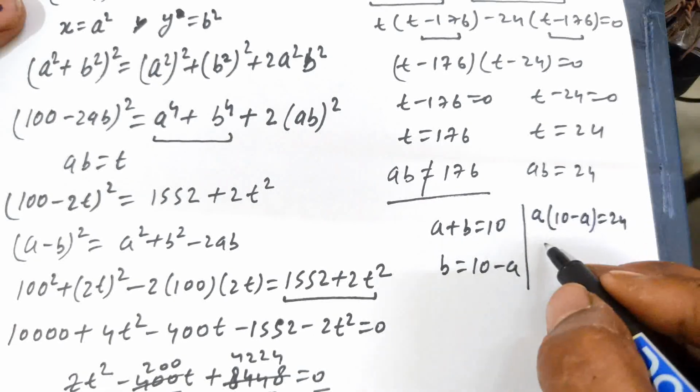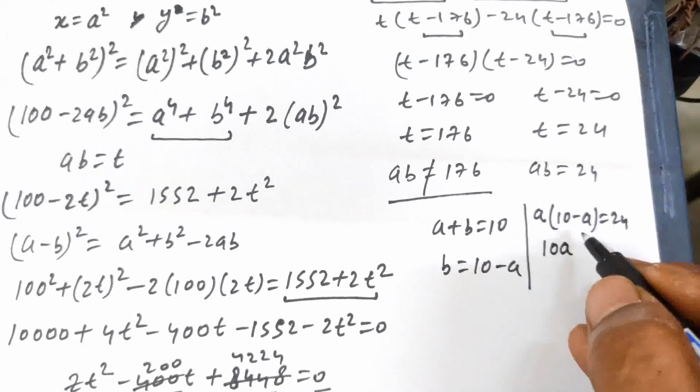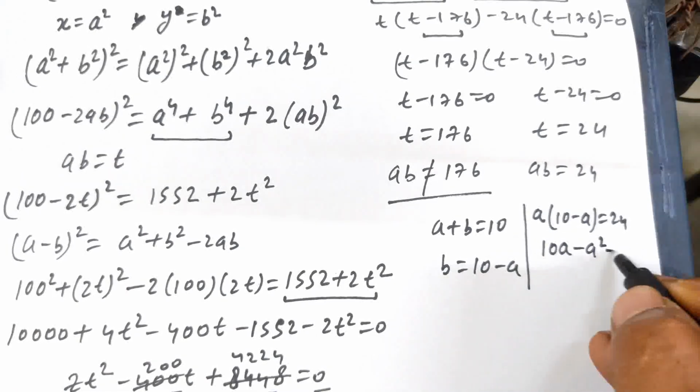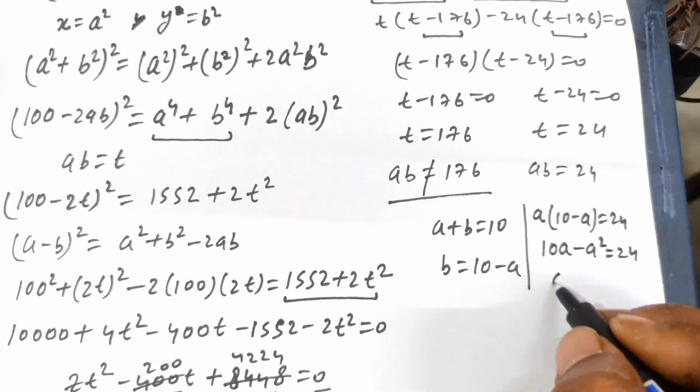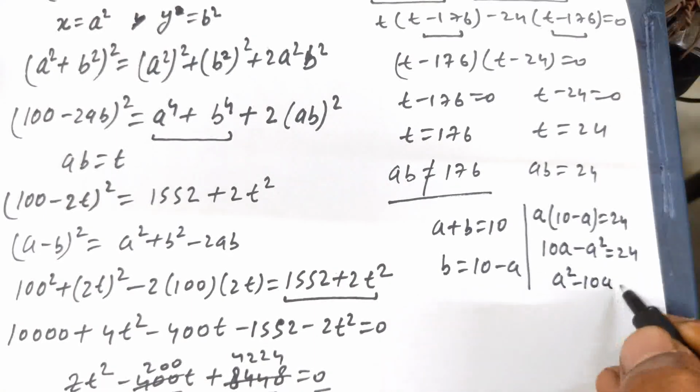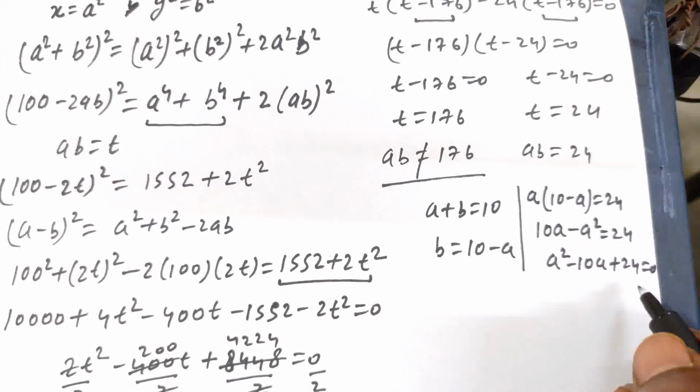Then a is multiplied by 10, and we get 10a. And a is multiplied by minus a, and we get minus a², and this is equal to 24. Here students, if we take all the expression on the same side, then a² minus 10a plus 24 is equal to 0. This is a quadratic equation in terms of a.